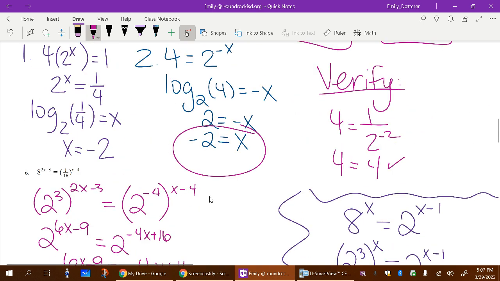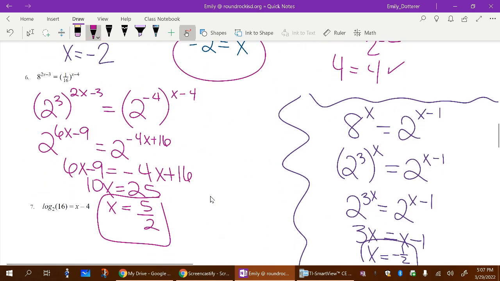All right, so that's all the different kinds that we're going to look at this unit for solving. So if you need extra practice with conversion or with the properties, there is extra practice in previous days, so you can use that.